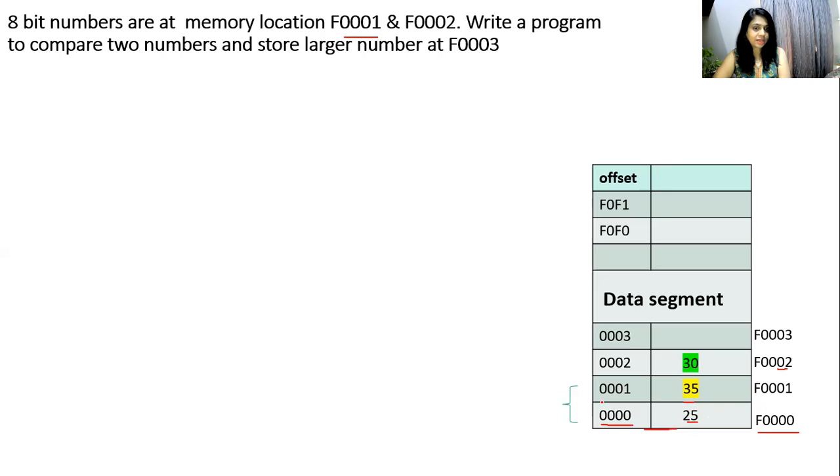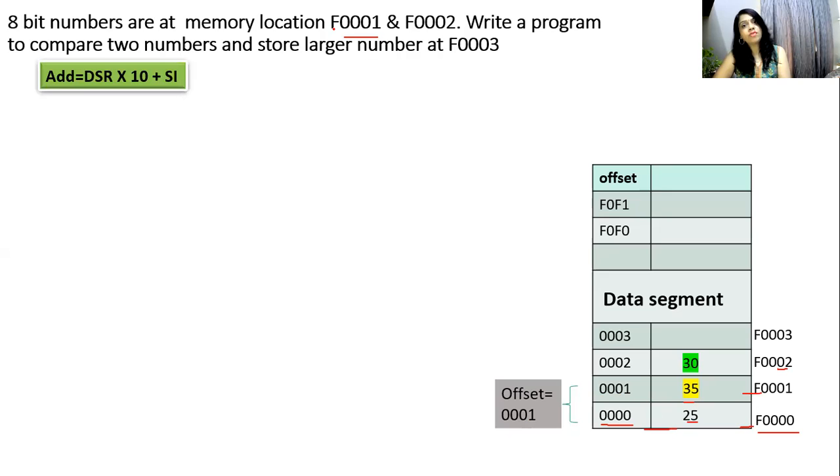So the first number is at offset 0001. What is offset? Offset is the distance of the present location, wherever data is stored, from the base location. So the distance is only one location away. So the offset is 0001. Now, what is the formula for calculation of the 20-bit address? We know that if data is available in the data segment, the formula is the data segment register into 10 plus the source index register, in which DSR holds the base address and SI holds the offset.